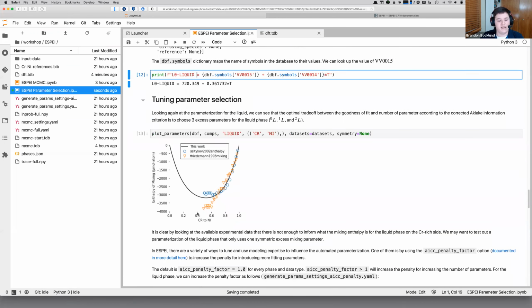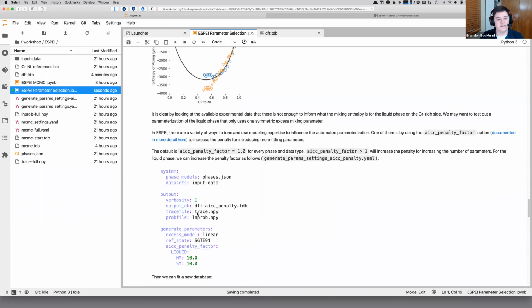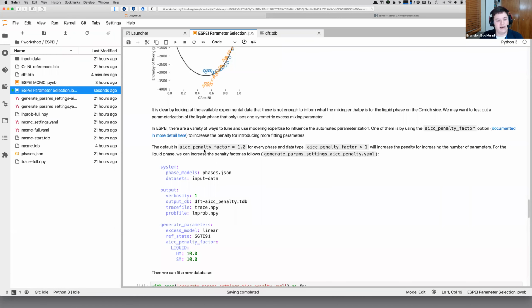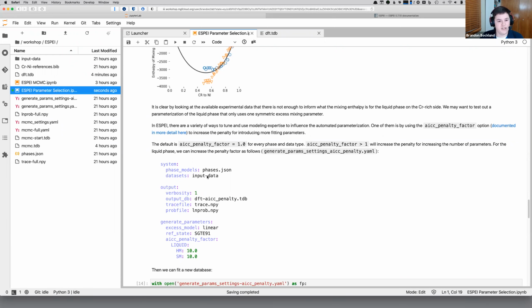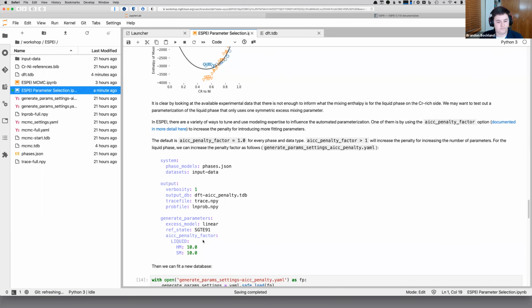So what we can do is nudge ESPEI and say that we want to penalize having more parameters. Thinking back to that Akaike information criterion, we want to further penalize having more parameters versus our model score. You can use this AICC penalty factor to nudge the Akaike information criterion even further, to be able to say, I want more parameters here or fewer based on my intuition or other background knowledge. In this case, for the liquid, we're saying that we're going to add this penalty factor of 10 to all enthalpy and entropy data.